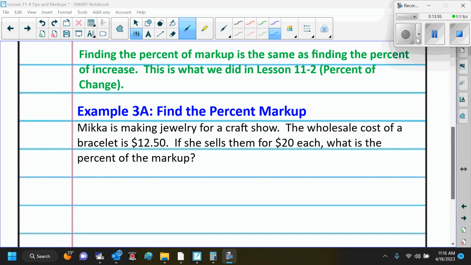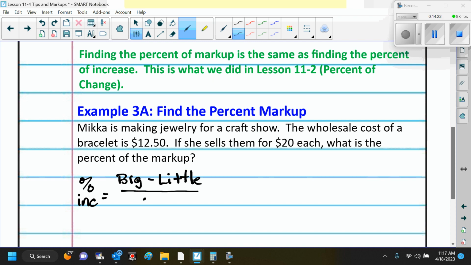Now, finding the percent of markup is the same as finding the percent of increase. You don't have to write this down, but that's what you did in lesson 11-2. Now, the formula for the percent increase, I'm going to write this down: percent increase is equal to the big number minus the little number divided by the original.